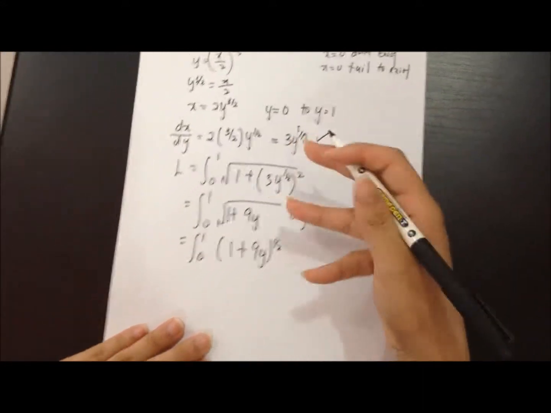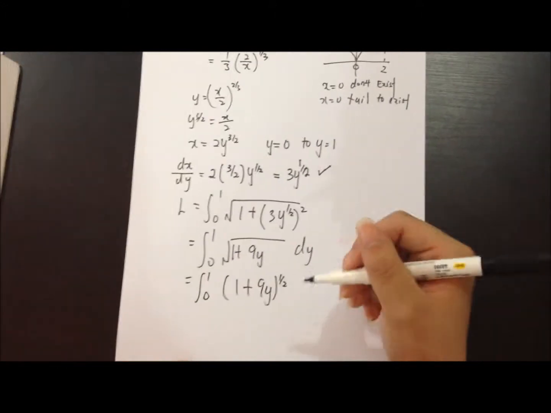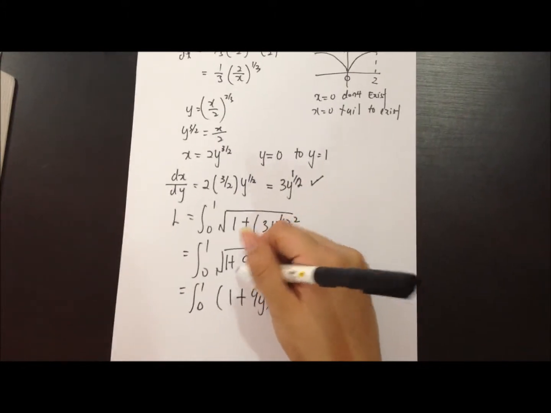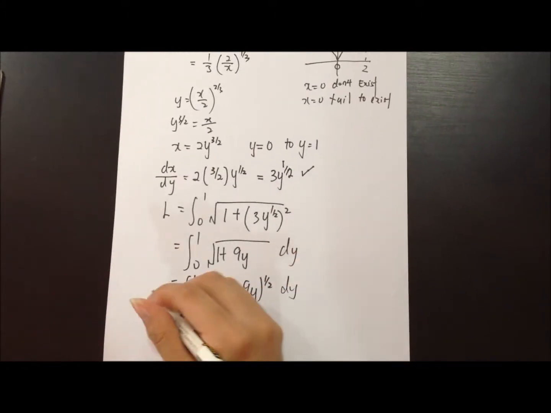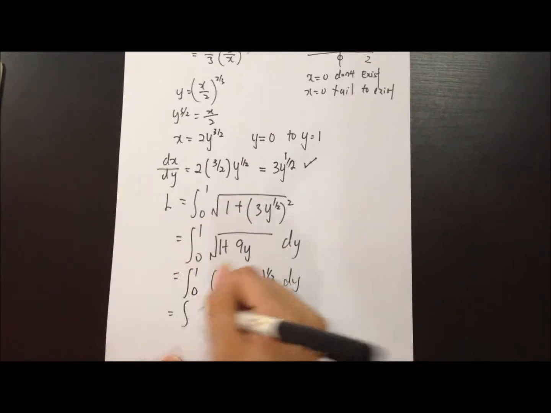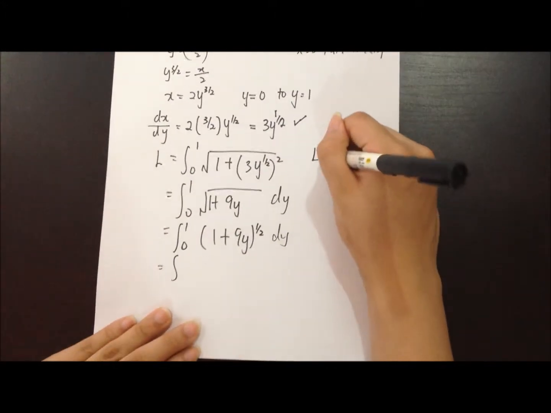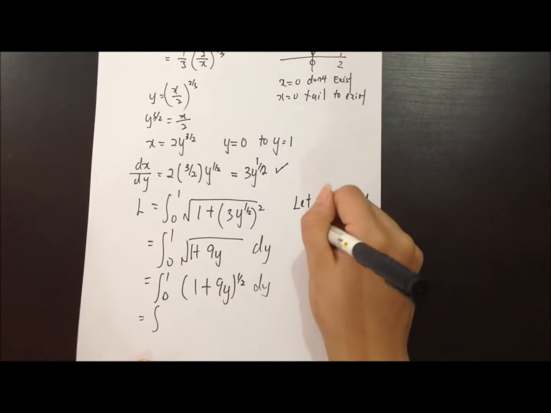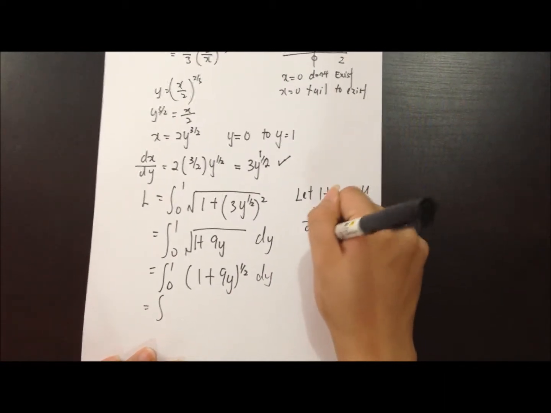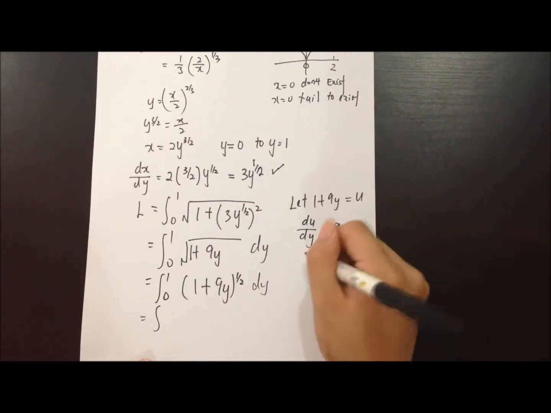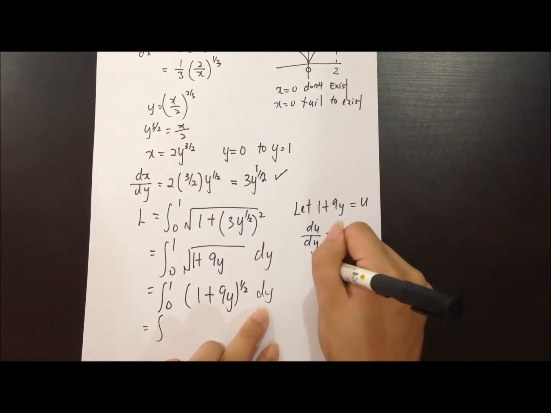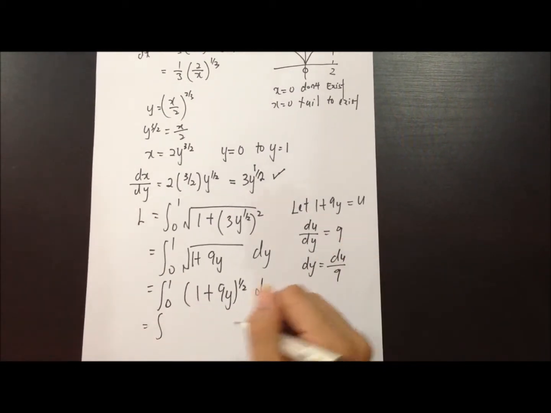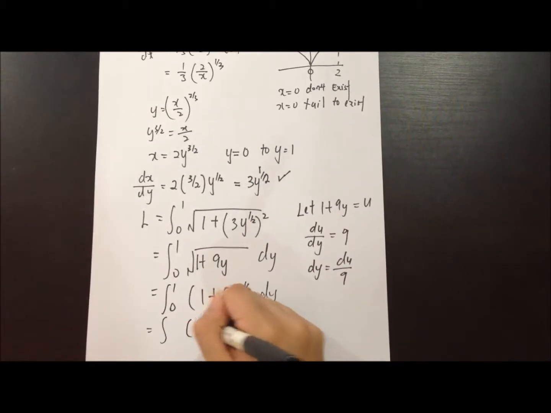also is 1. So we can write the 1 as 1 to the power of 1/2. Now we let 1 plus 9y equal to u. So we find du over dy equals 9. So we must find dy is equal to du over 9. Put it in here.